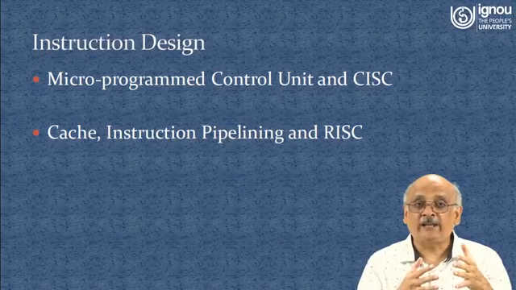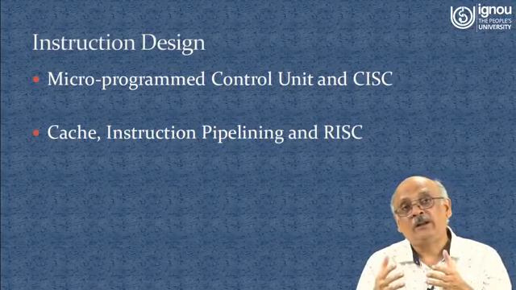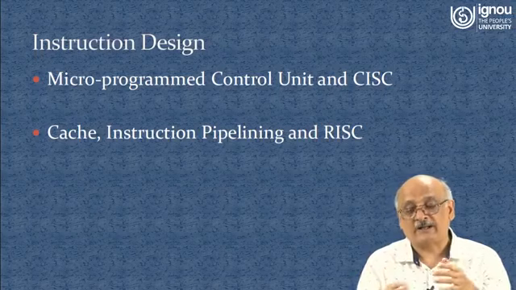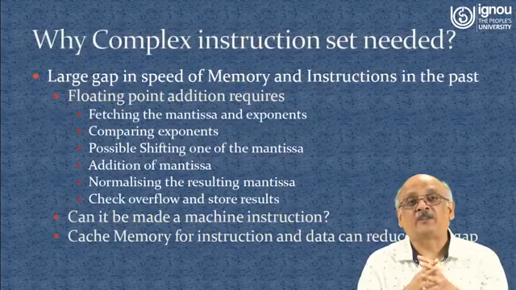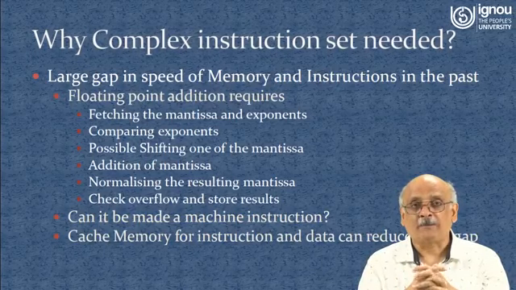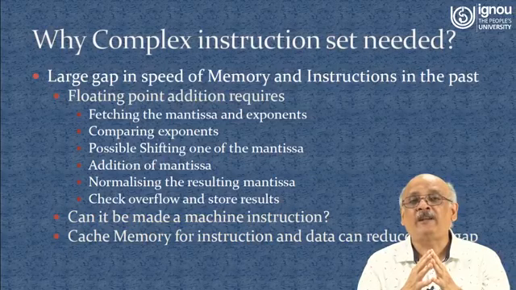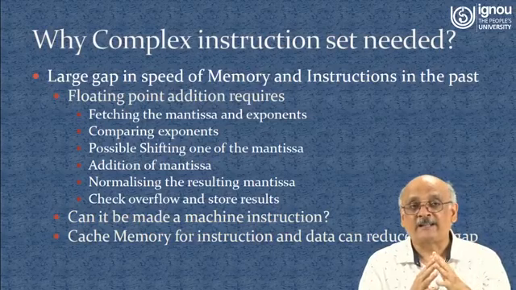Now, these were the two things which were brought in later in the development of computer instruction sets. They actually changed the whole gamut, we say, for instruction design, in the sense that reduced instruction set computers started becoming popular, and they became in fact one of the key design architectures as far as instruction sets are considered. Now, historically, why were complex instruction sets needed? There was a large gap in the speed of memory and instruction in the past. It used to exist, but cache has fulfilled that particular gap to a certain extent, right?